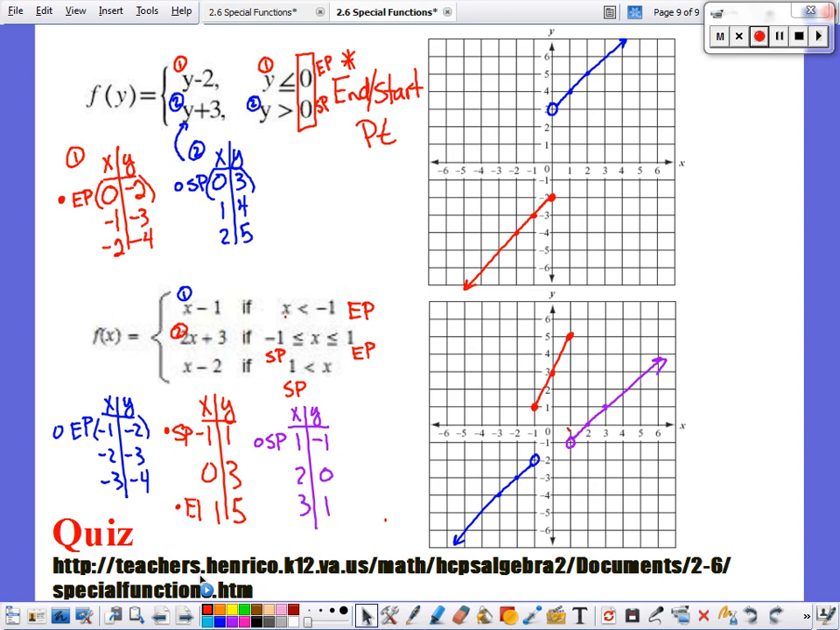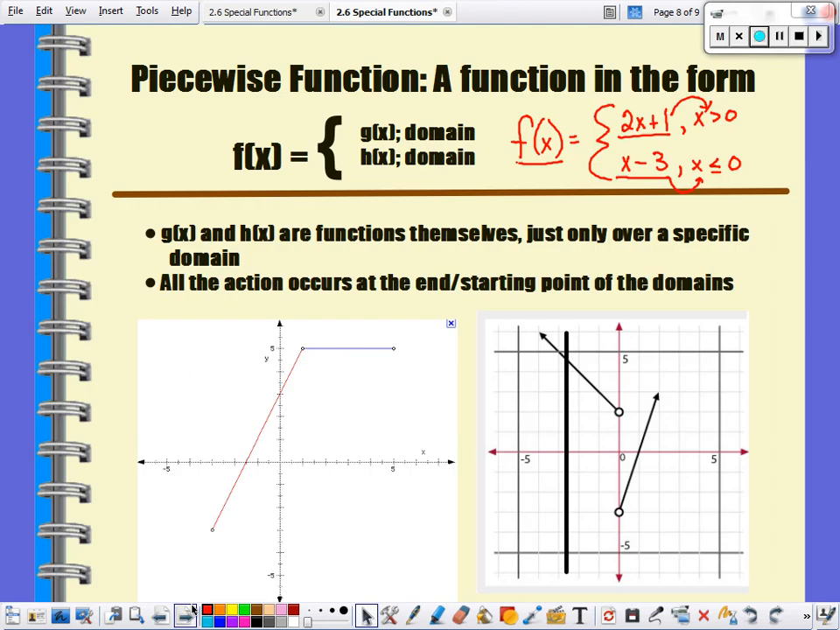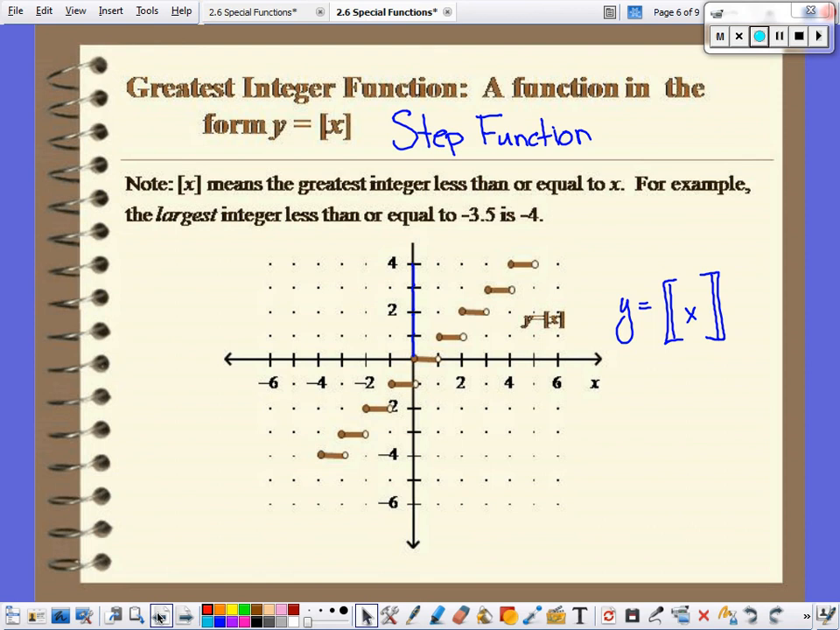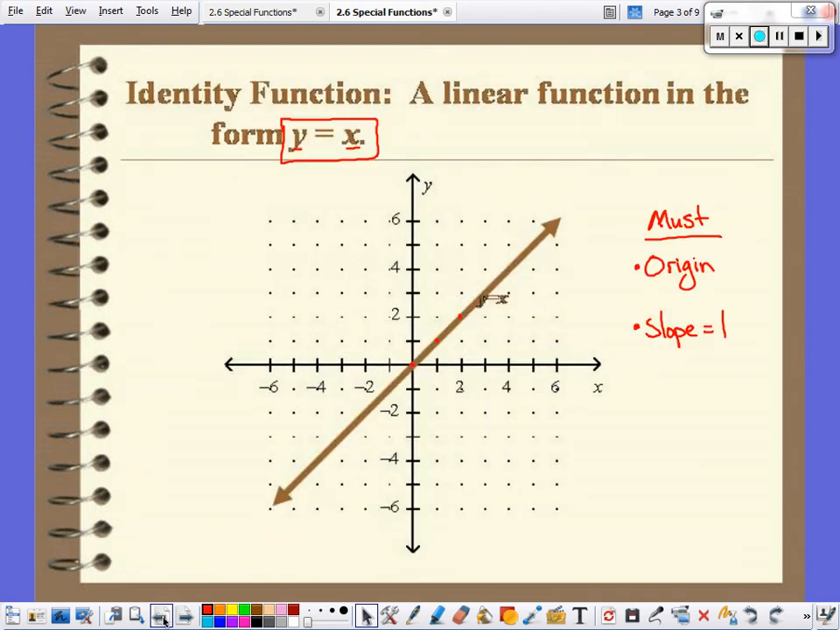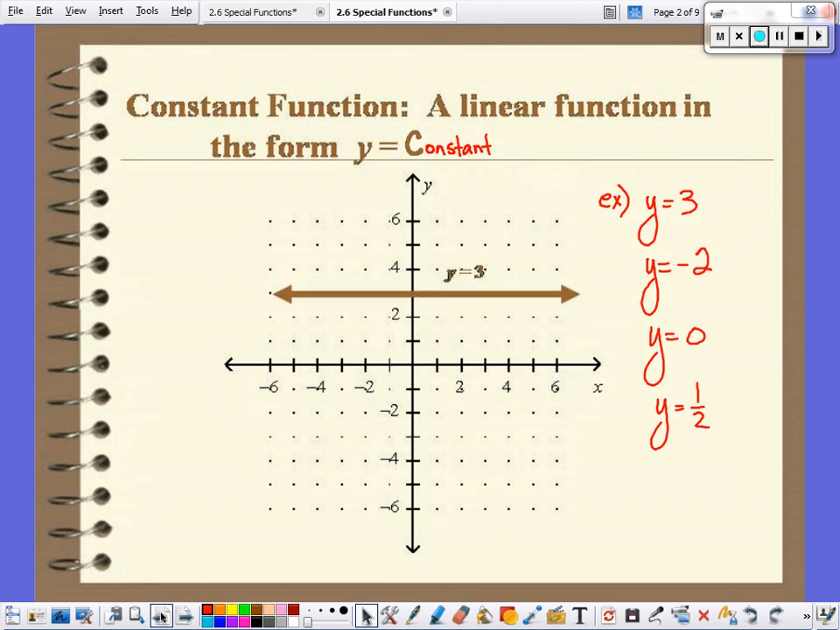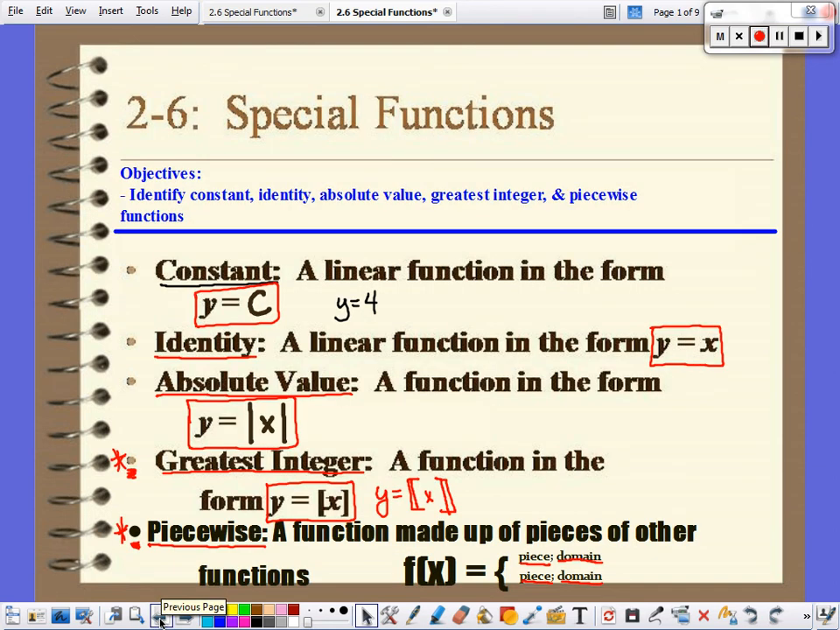And a real quick review, what we have here is a piecewise function, which is made up of just pieces of functions. What we had right before is the greatest integer or step function using the brackets. We have absolute values, which are v's with the absolute value signs. Identity function goes through the origin with a slope of 1, y equals x, and then the last one is a constant function, which is horizontal, y equals c. Those are the 5 different functions that we'll take a look at in 2.6 with these special functions. We'll see you next time.